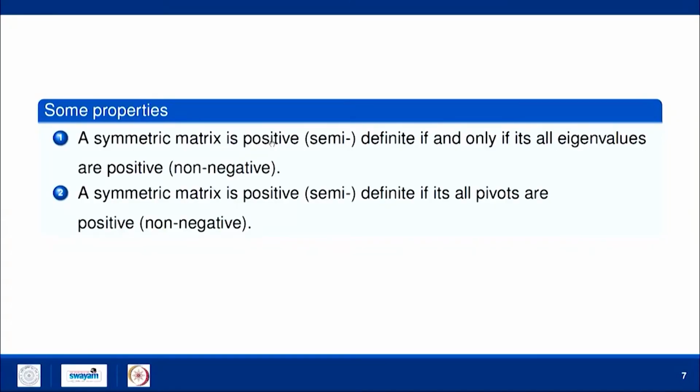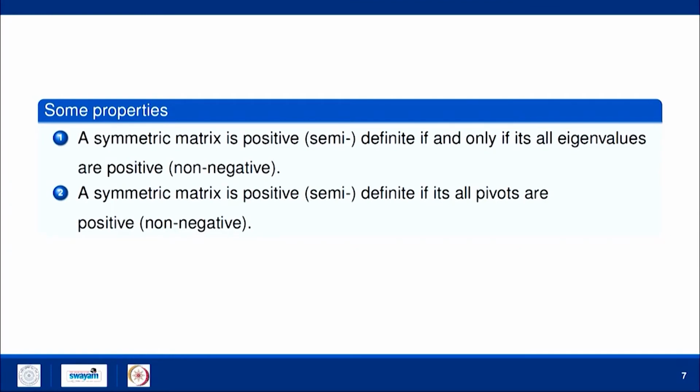Now, some other checks for evaluating whether a given matrix is positive definite or not. A symmetric matrix is positive semi-definite or positive definite if and only if all its eigenvalues are non-negative or strictly positive. So if all the eigenvalues of a matrix are greater than or equal to 0, then the matrix is positive semi-definite. If all the eigenvalues are strictly positive, then the matrix is positive definite.